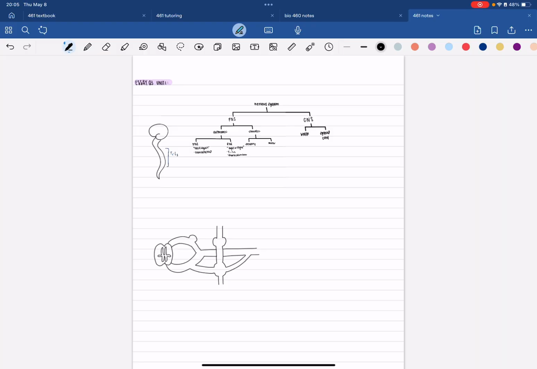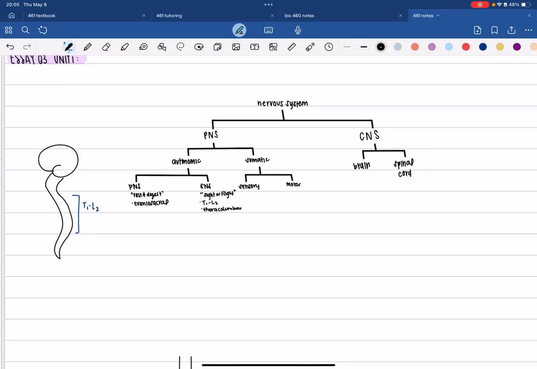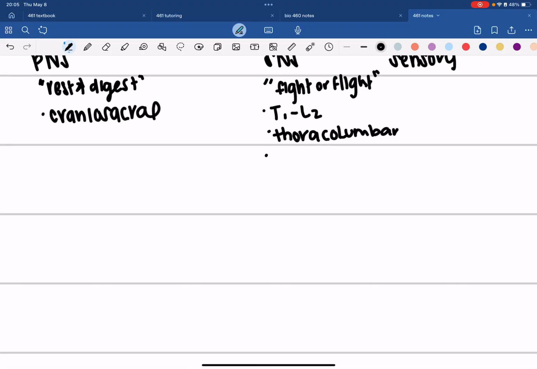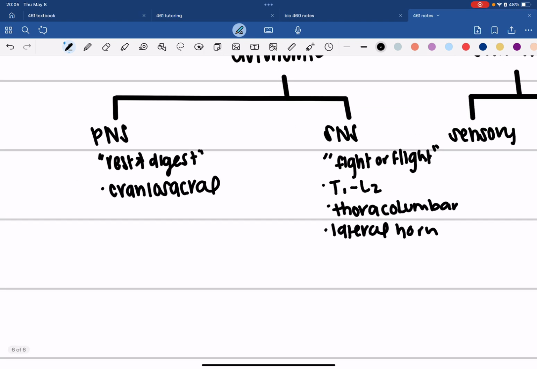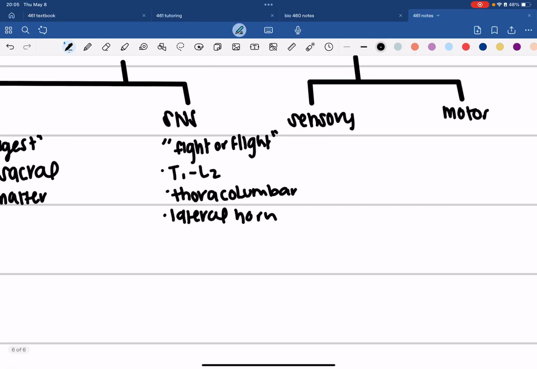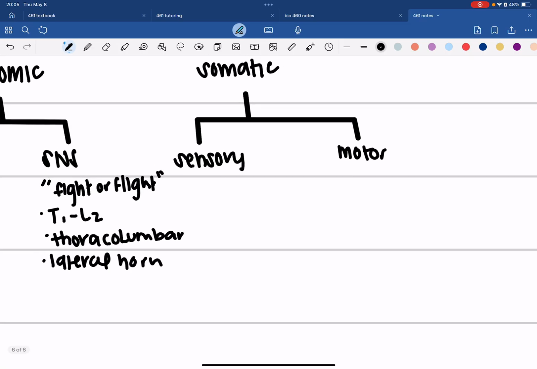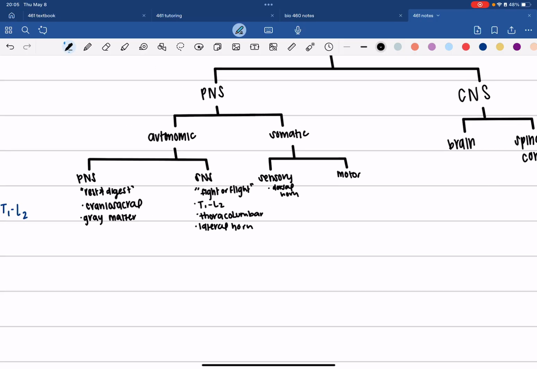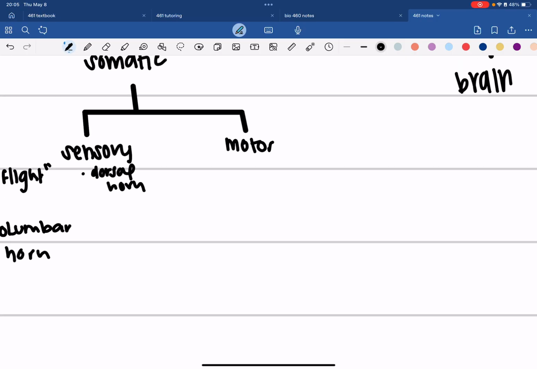Now, specifically on the spinal cord, our sympathetic comes from the lateral horn, parasympathetic comes from the gray matter, and then we'll look at our sensory is going to innervate our dorsal horn, and then our motor is going to come from our ventral horn.